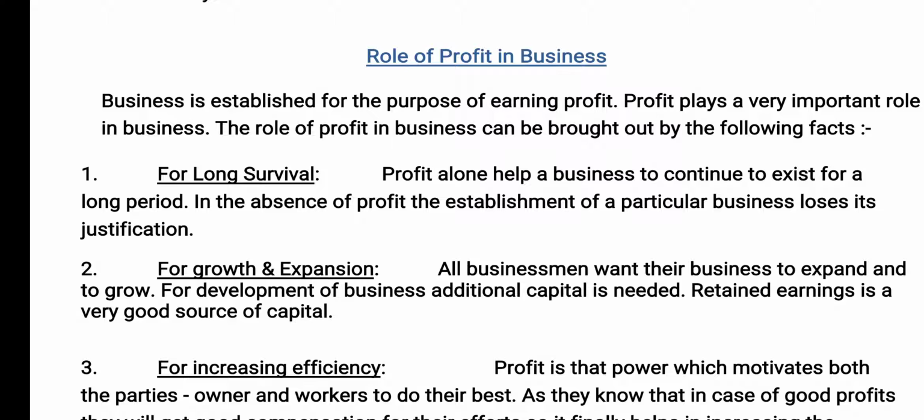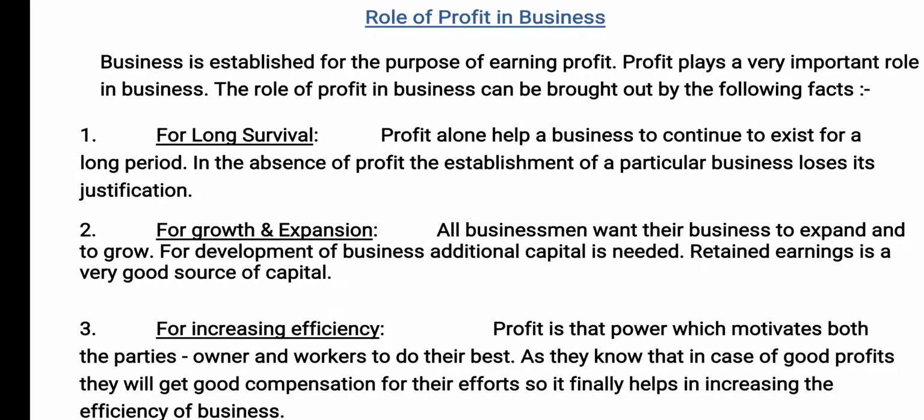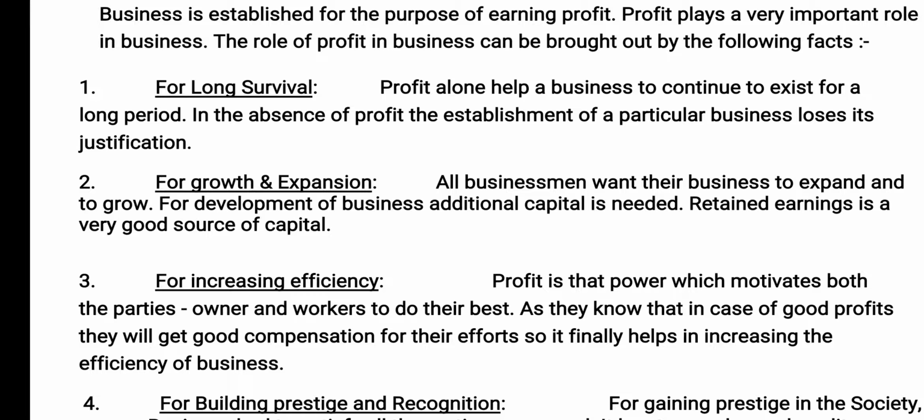The second one is growth and expansion. Profit is required for long survival as well as growth and expansion. Suppose, for example, a company is running at a loss for 2 years, it means there is no money to be invested for the next year, so you can't grow your business. But if a business is earning profit continuously for 4-5 years, some part of that profit is kept as retained earnings, which can be invested in the growth and expansion of your business. For the development of business, you need additional capital, and that additional capital will come from your retained earnings, the part of your profit that you have earned in a few years.